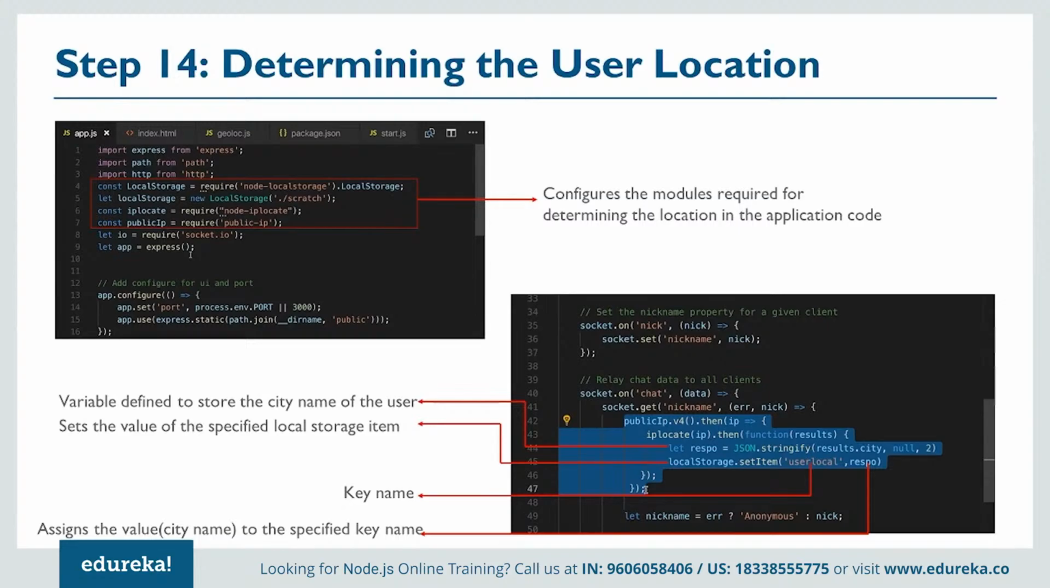Now, a variable is defined to store the city name of the user. So we have set the value of the specified local storage item. So we have the IP locate and public IP. So when we receive a nickname, IP locate v4.